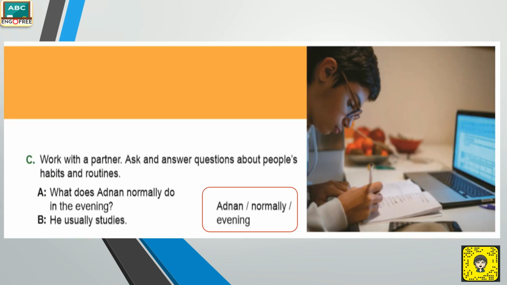Now go to exercise C. Here we have some pictures and some guide words. I want you to make questions and answers about this picture. Work with your friends or ask anybody beside you. Ask and answer questions about people's habits and routine. Adnan normally evening. From these words we can make a question and answer. The question is, what does Adnan normally do in the evening? He usually studies. Of course we put normally as they told us, and we can change it to usually or another word similar in meaning.